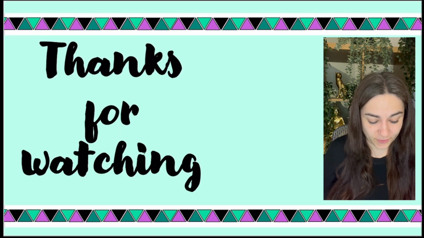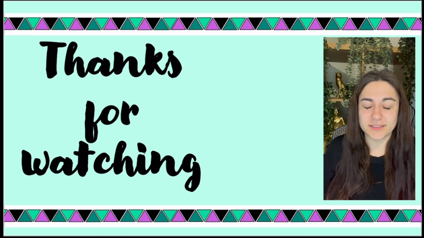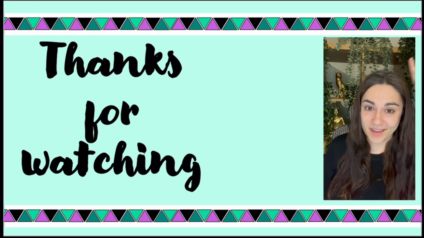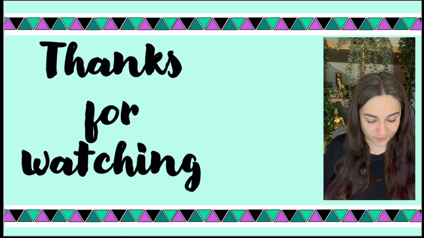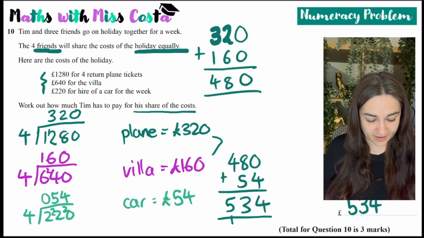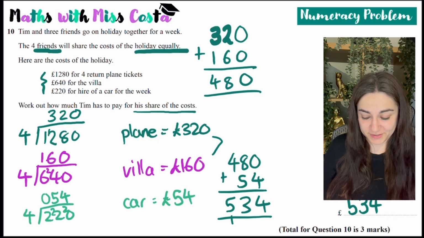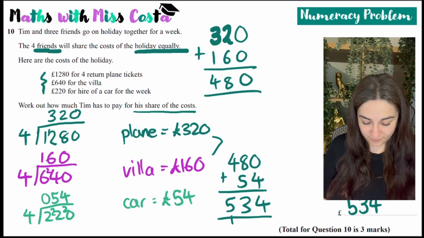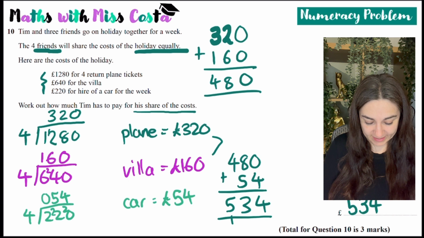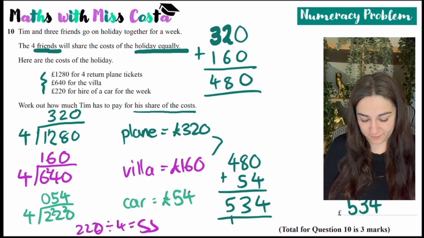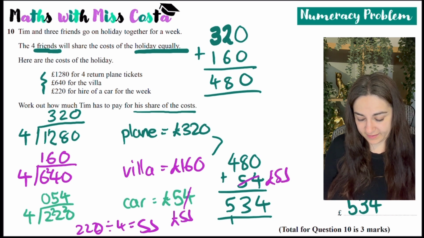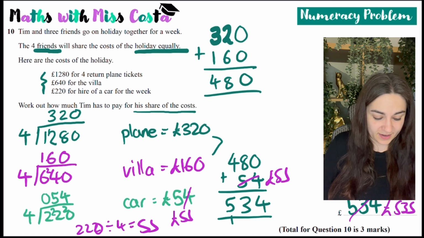And that's the end of that exam. And there is definitely a mistake I made on one of the questions that I just am too tired to rectify. It's question 10. It should be 535 because obviously 220 divided by 4 is 55. So this should be 55 and the final answer should be 535.